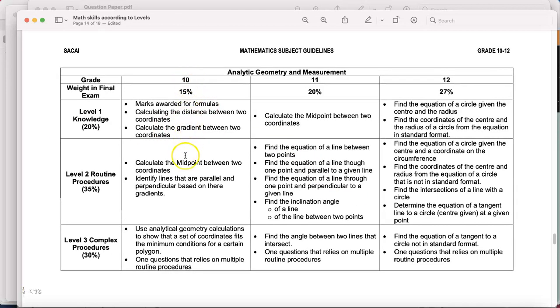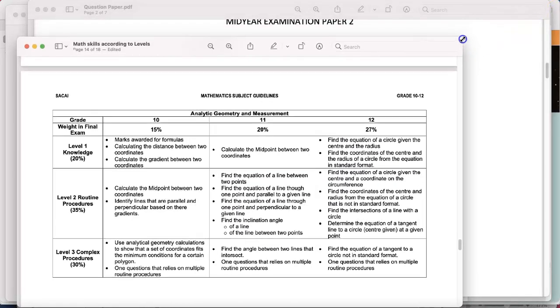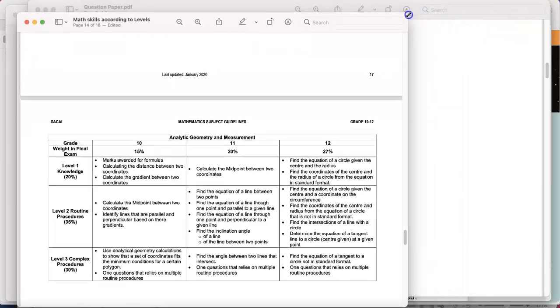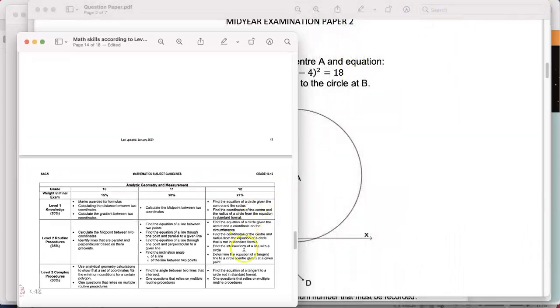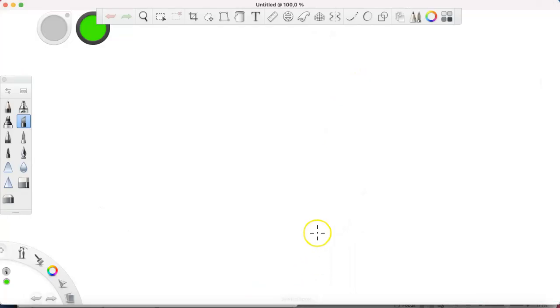So for example, here are grade 10 topics for analytical geometry, grade 11 topics, and grade 12 topics. At grade 12 level, you should be able to do all of these. The most fundamental things you should be able to do are in level 1, and then we have level 2 and level 3. I'm not going to go all the way up into level 3 necessarily, but if you can do level 1 and 2, level 3 should just follow. Let me show you what I mean by this.